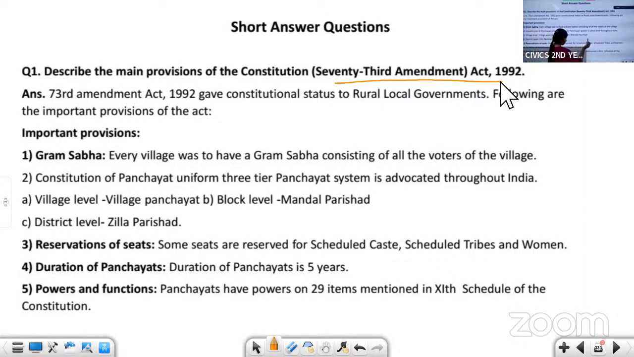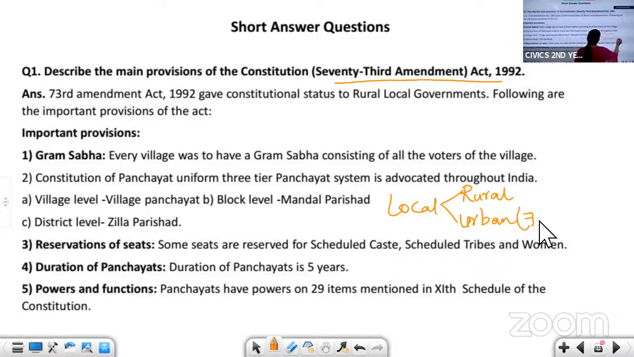See, if we talk about local government, here we have two types. We have rural, that is your villages, and we have urban for cities. For urban, we have 74th Amendment Act. Urban local government, it has got constitutional amendment through 74th Amendment Act, and rural local government, it has got constitutional status in 73rd Amendment Act.